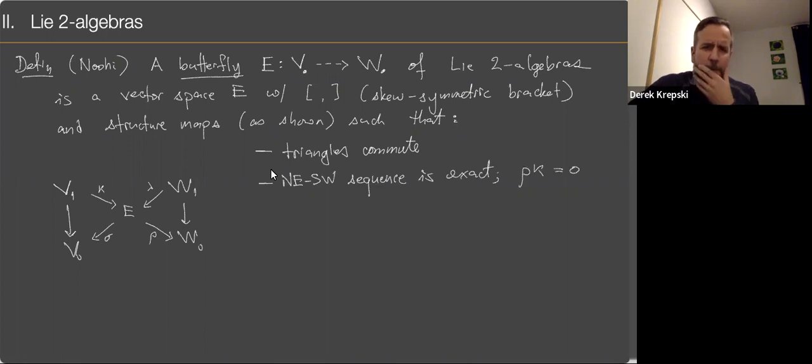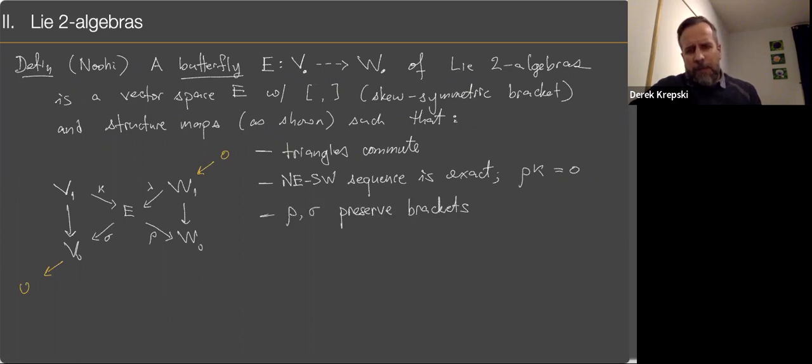We also, so up to now, there was no real direction in the map from V to W. And the way we will tell the direction is by requiring this diagonal sequence from W1 to E to V0 to be short exact. And the other diagonal sequence we will just require to be a complex, so there's no exactness assumption there. And then, of course, that would tell you the direction that your map goes from V to W.